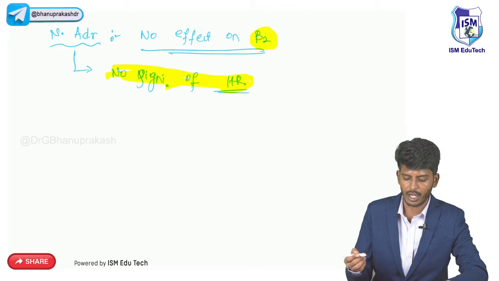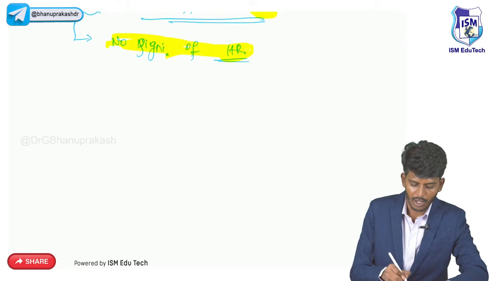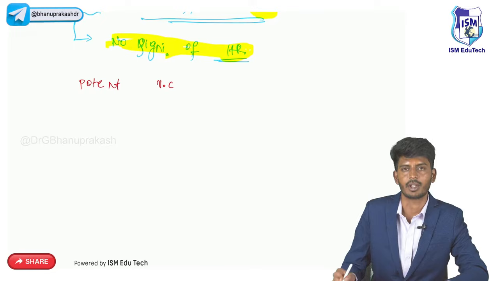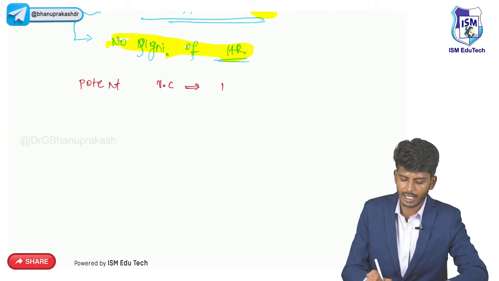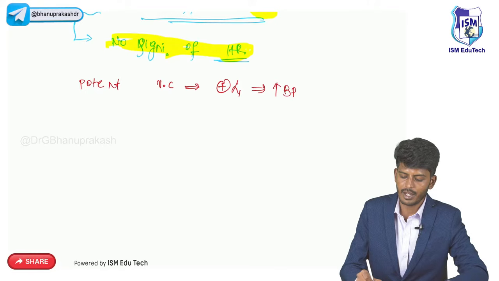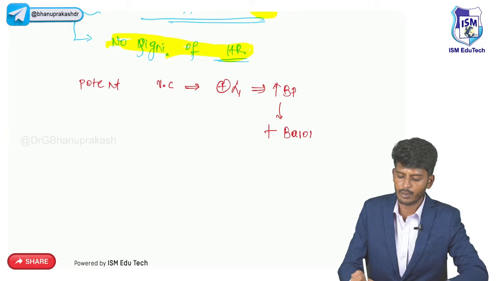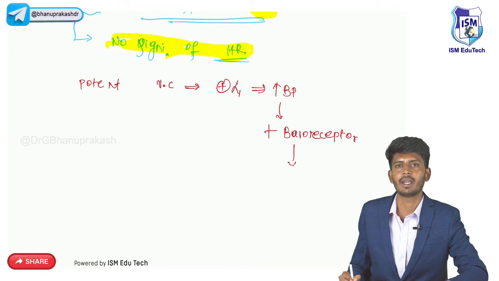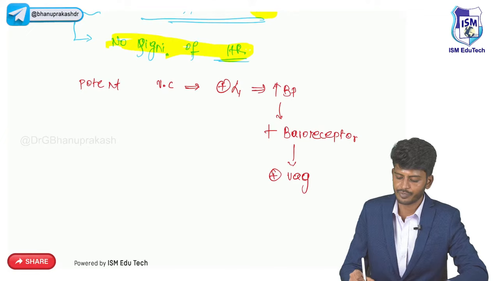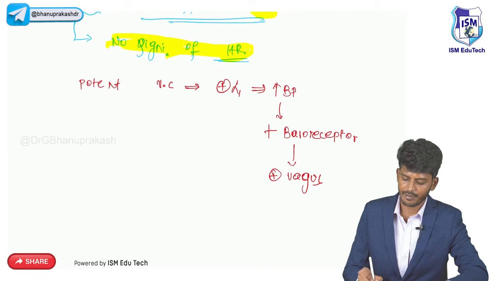For example, what happens with adrenaline? It is a potent, very strong vasoconstrictor. This potent vasoconstrictor will activate the alpha 1 receptor, leading to an increase of the BP. If there is an increase of the BP, it will stimulate the baroreceptor. If it stimulates the baroreceptor, it will in turn stimulate the vagus nerve. If the vagus nerve is activated, it will try to decrease the heart rate.